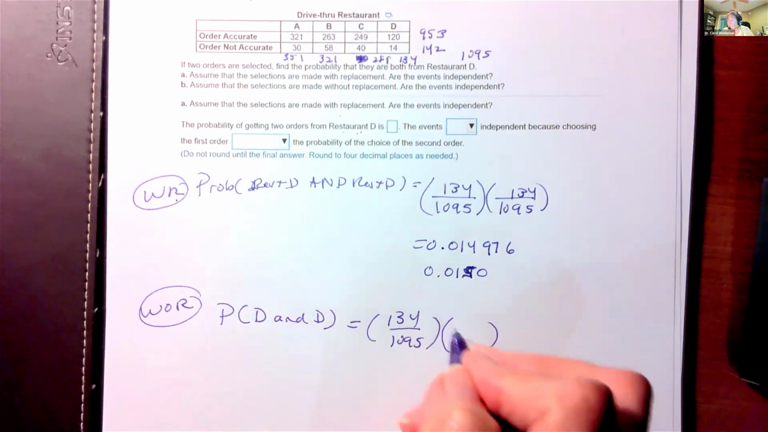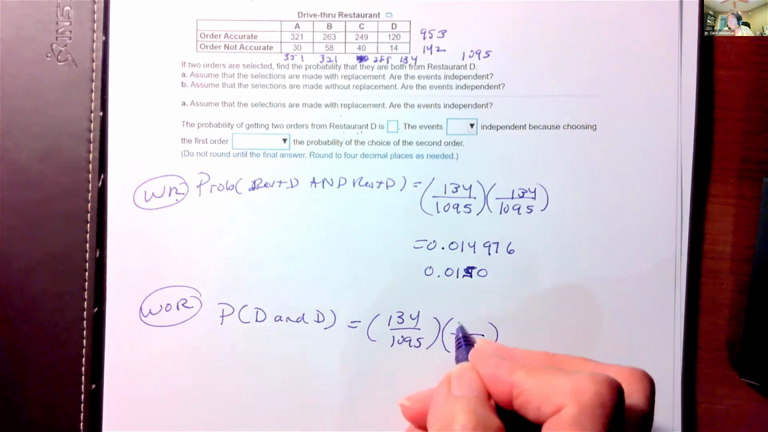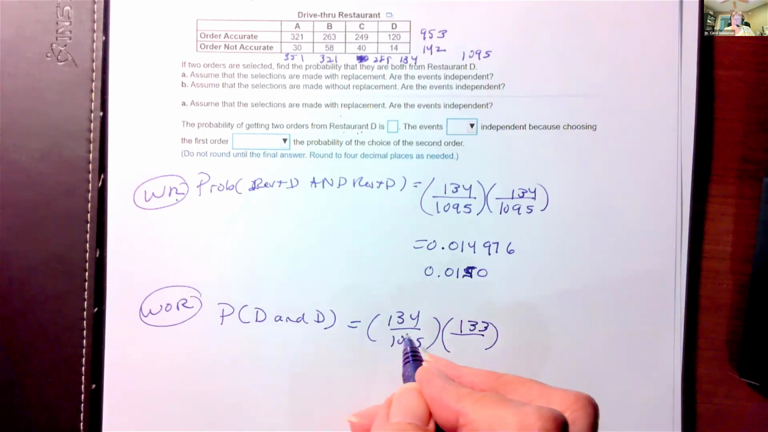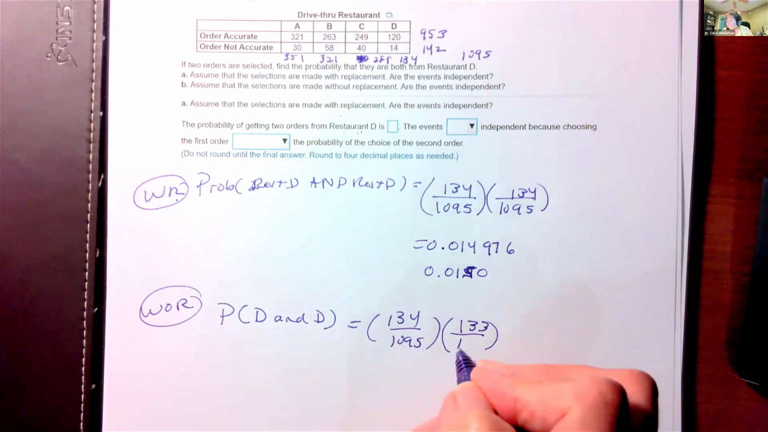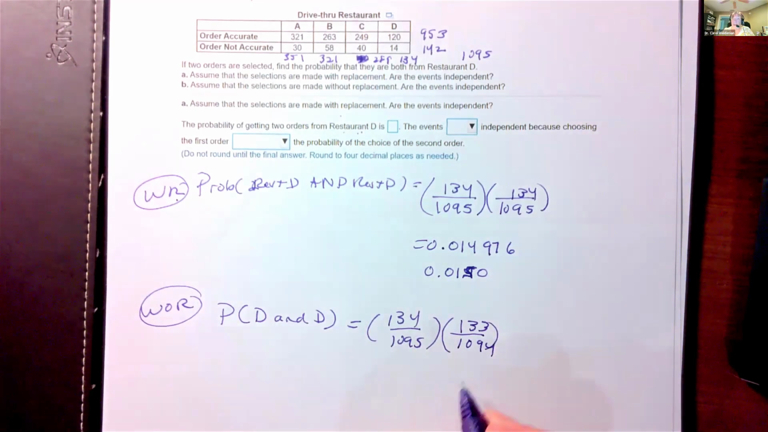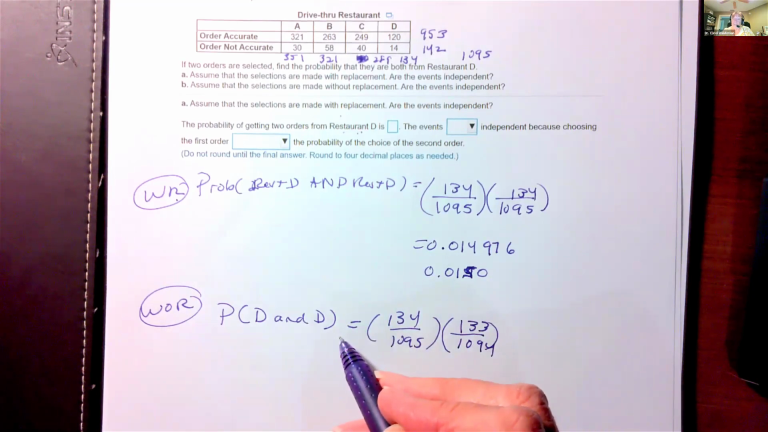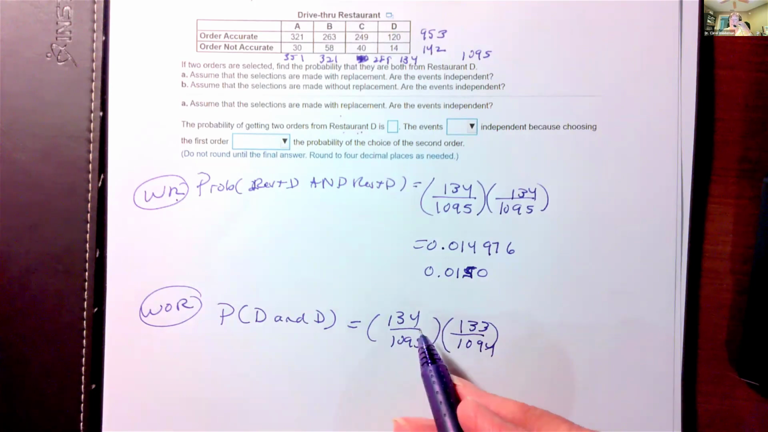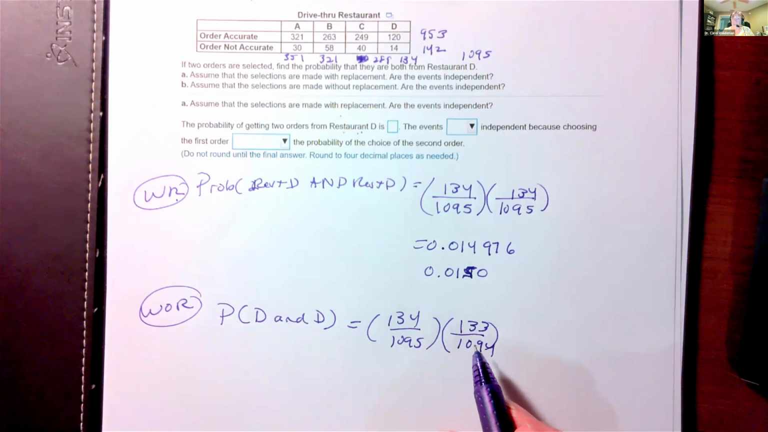So how many orders are left to pick from restaurant D? There's one less, so it's going to be 133. Now I didn't put that order back in, so how many total orders are left to pick from? One less. The second probability changed because we didn't put that first order back in. These events are not independent, because what happened on the first pick influenced the probability of the second event.